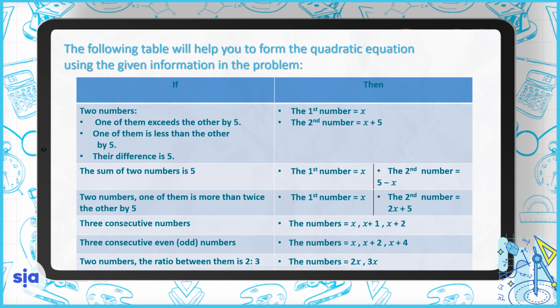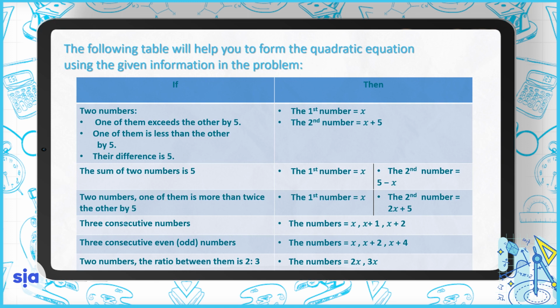If the question said two numbers, one of them is more than twice the other by 5, automatically you're going to make the first number as x and the second one is 2x plus 5. More than twice the other, twice x by 5, so plus 5.